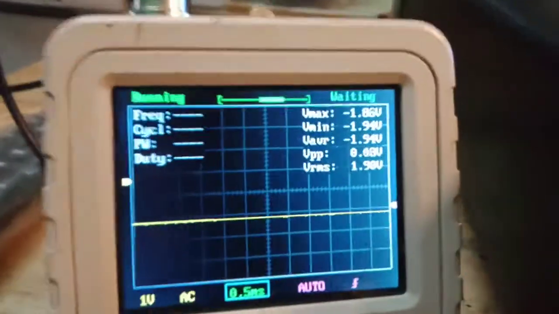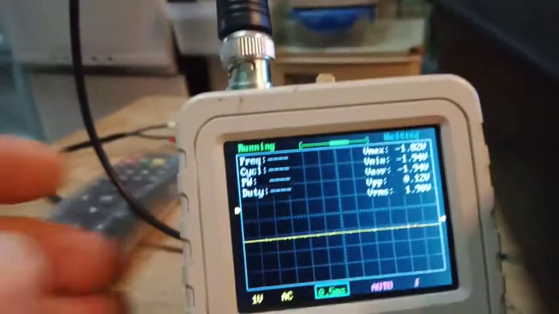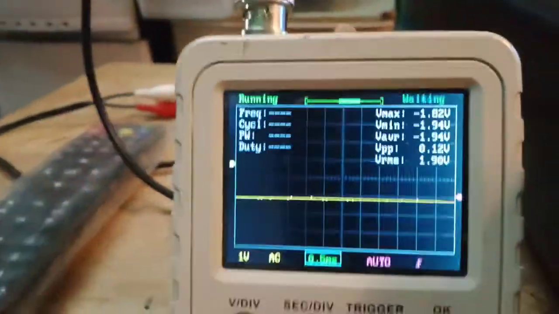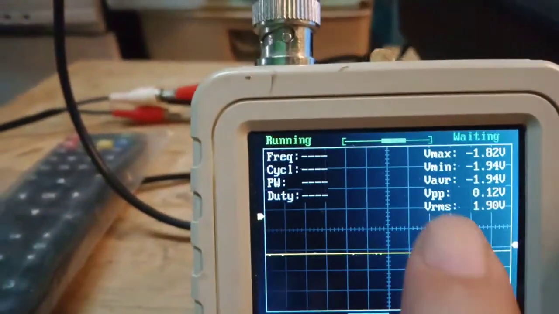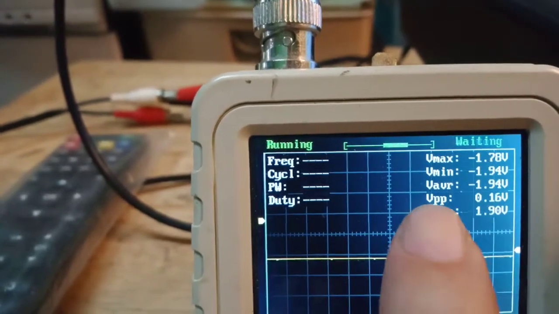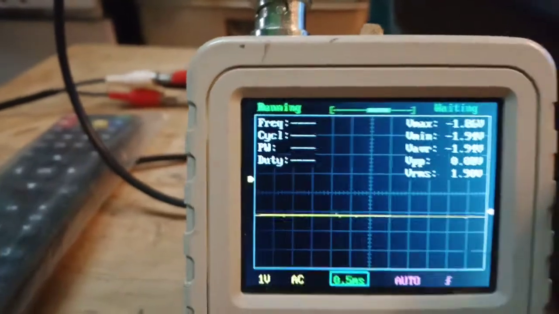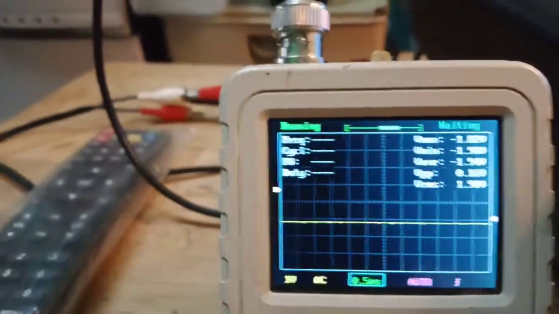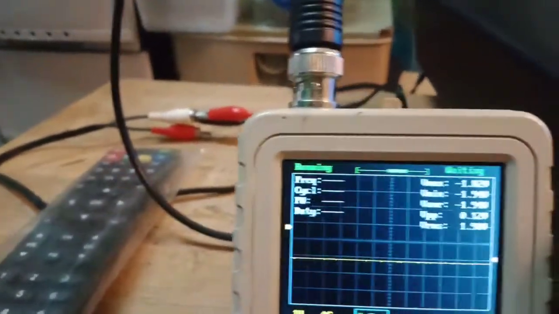Okay, this goes to my oscilloscope. Let's measure the output voltage peak to peak. So you can see this VPP. It's now zero, there's no signal. Okay, I'm going to play the signal and see how strong it is.